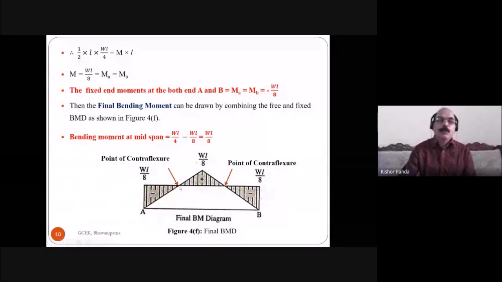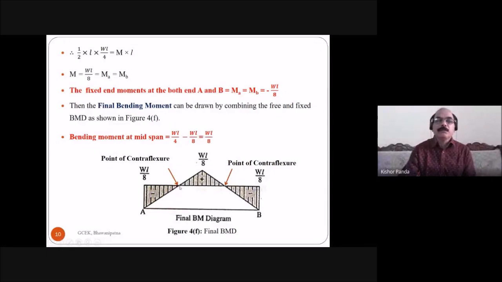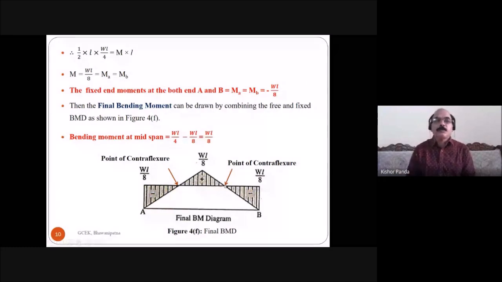So this is the final bending moment diagram. And these 2 points are the points of contraflexure. So what is the definition of point of contraflexure? The point of contraflexure is that point where the bending moment changes sign, that is, negative to positive or positive to negative, or the bending moment is equal to 0. At the point of contraflexure, the bending moment is equal to 0 or changes its sign.